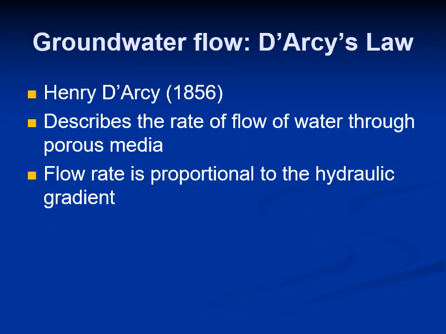Now that we understand hydraulic gradients and the direction of groundwater flow, we can discuss how to calculate groundwater flow rate. Henry Darcy was a French engineer who worked for the Paris Sewer District. He was experimenting with sand columns to use as filters to improve water quality and performed experiments to determine how fast water could flow through the sand column. Through these experiments, he determined that the flow rate was proportional to the hydraulic gradient across the column, and this relationship has become known as Darcy's law.